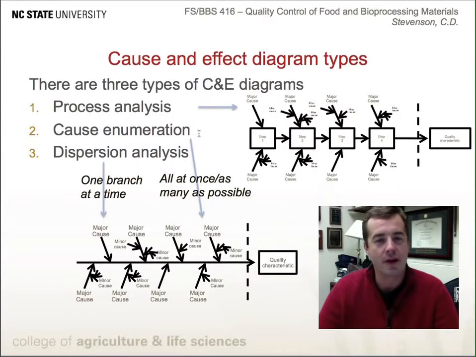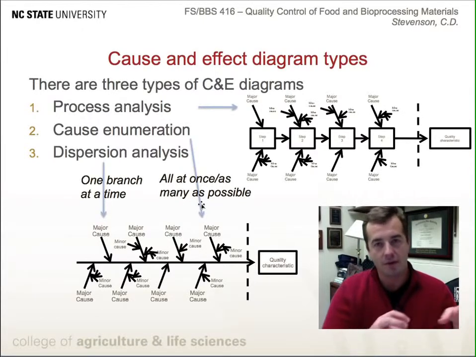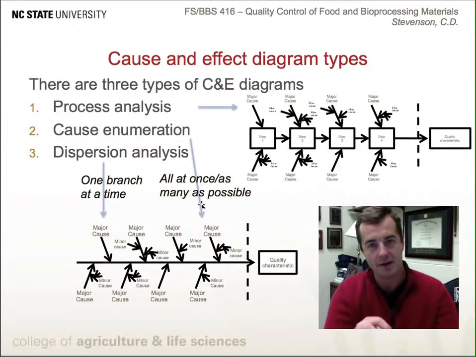In the cause and enumeration method, we just come up with a shotgun approach. We get a bunch of people together, or it could be just you, but you just brainstorm as many causes that might lead to an effect as possible. And then later you sort those out on paper and evaluate whether they're major causes or minor causes. And you can group them together accordingly.